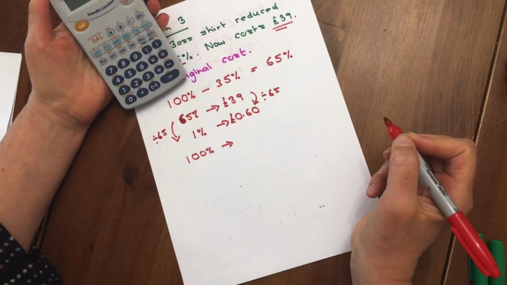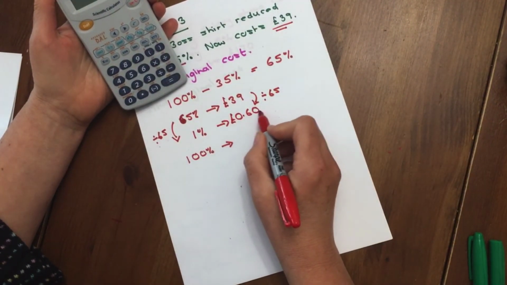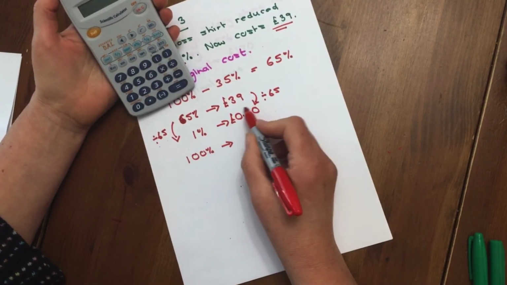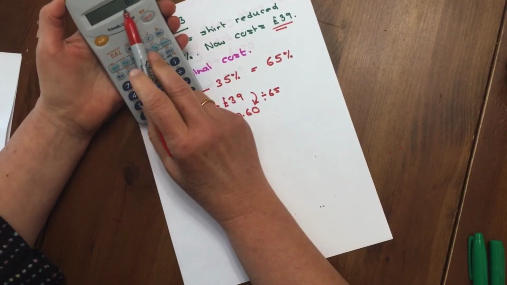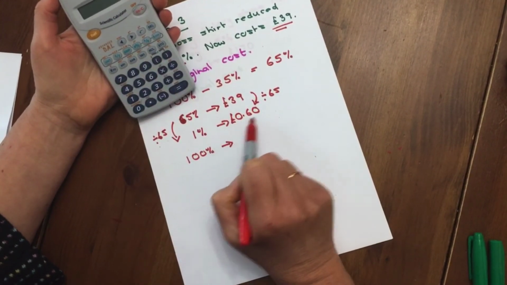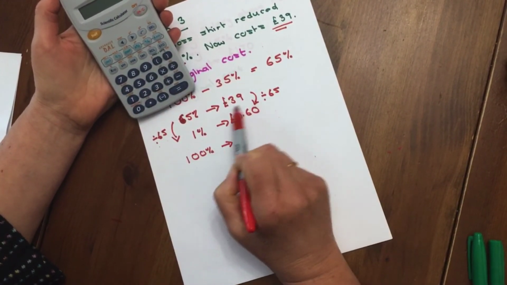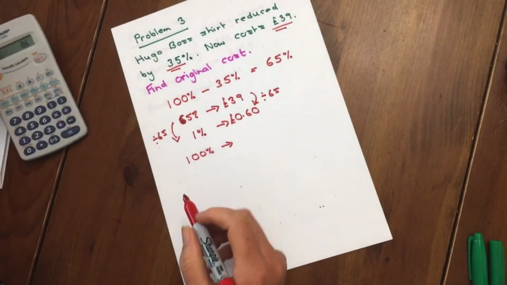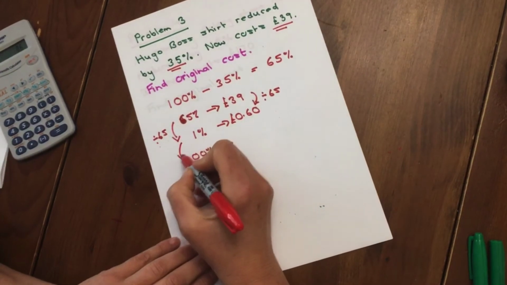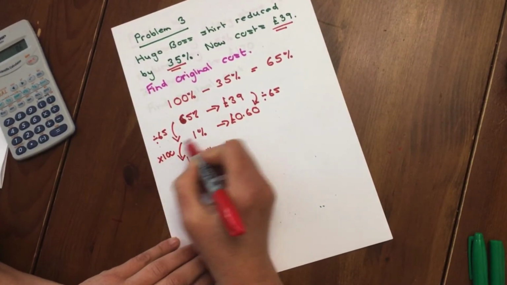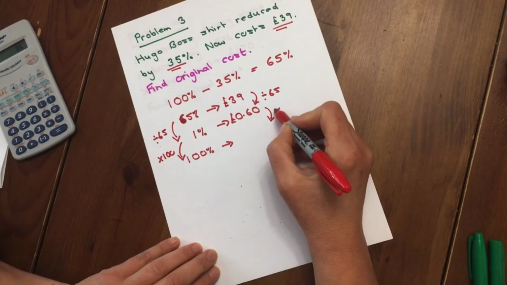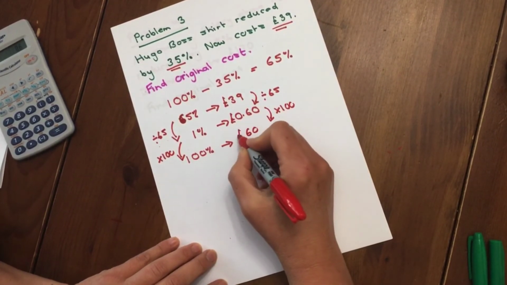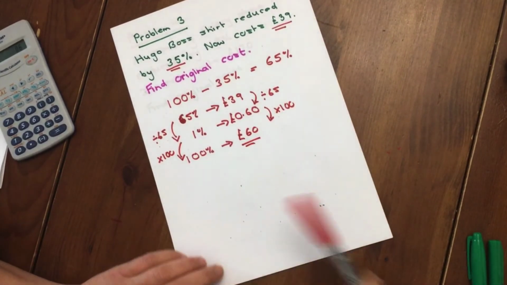Remember, for pounds always has 2 decimal places. Sometimes here you may need to round, it's not like this one. I chose the numbers so it made a nice easy decimal, but sometimes you might just need to round your answer here to 2 decimal places. Okay, now we're going to times by 100 to get 100%, and we do the same this side. So times by 100, we will get £60, which is my answer.